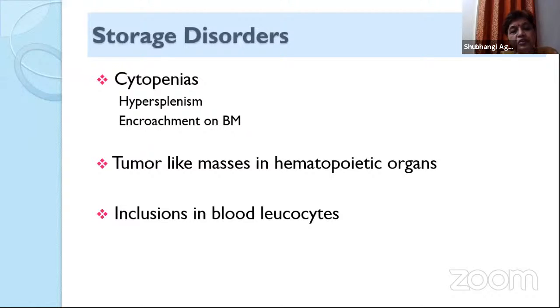These storage disorders usually present with cytopenias. The cytopenia is usually due to hypersplenism or encroachment of the histiocytic cells on the bone marrow. They also can produce tumor-like masses in the hematopoietic organs, and they also have inclusions in the blood leukocytes in some of the conditions. Not all, but a few of the conditions may produce inclusions in the blood leukocytes and may be diagnosed based on the peripheral smear examination.